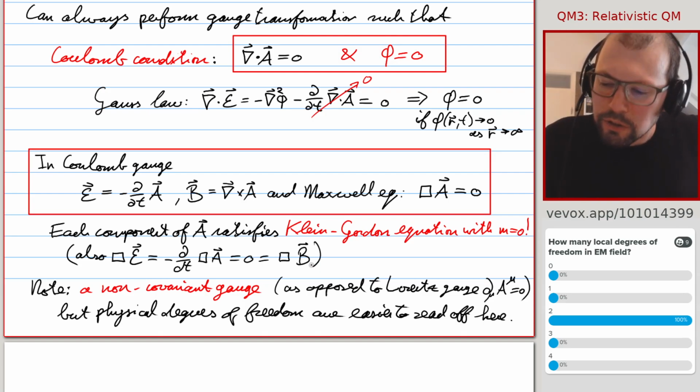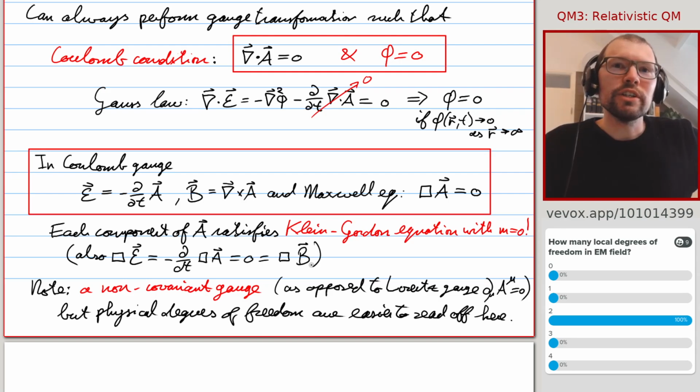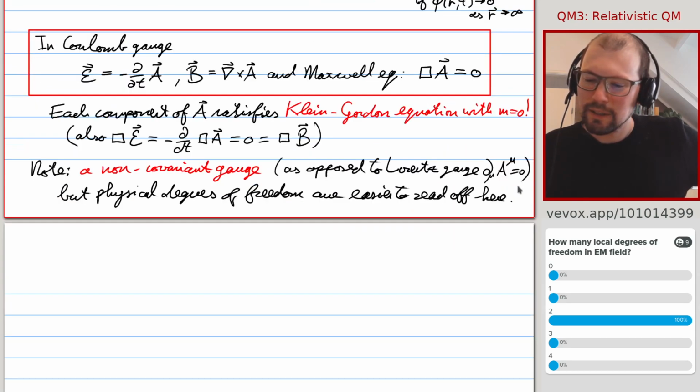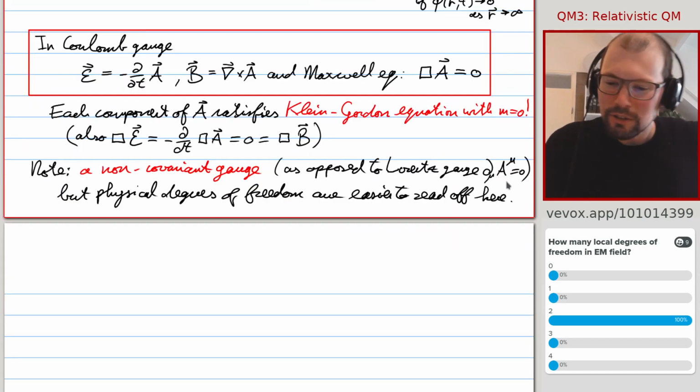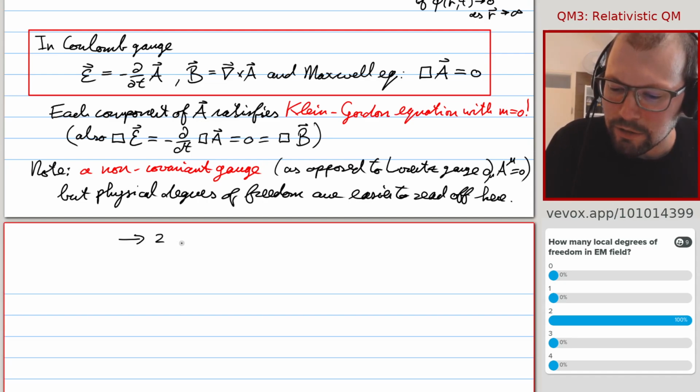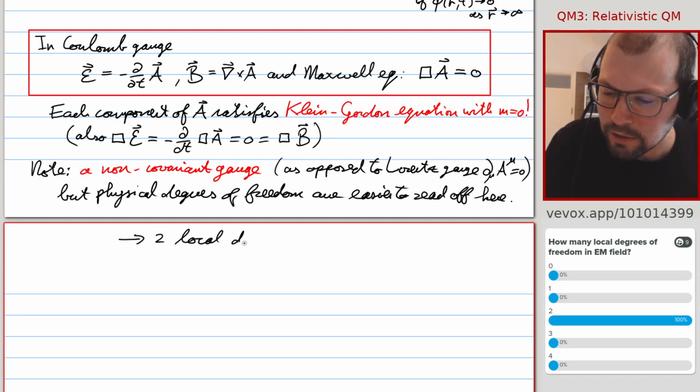Yeah, so there are 2 polarizations, and these are exactly the 2 degrees of freedom that you can still choose in your vector potential. Very good. So we have 2 local degrees of freedom.